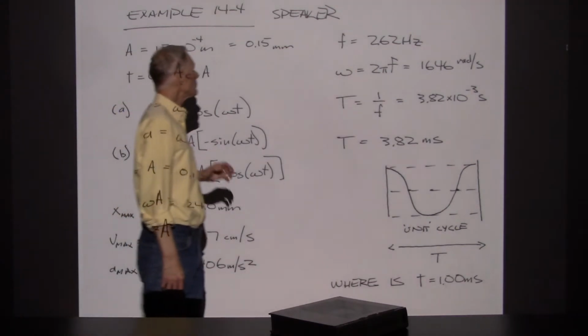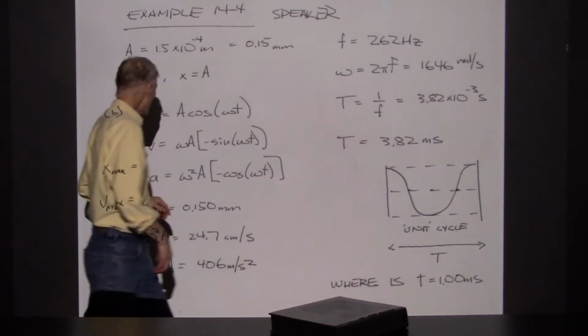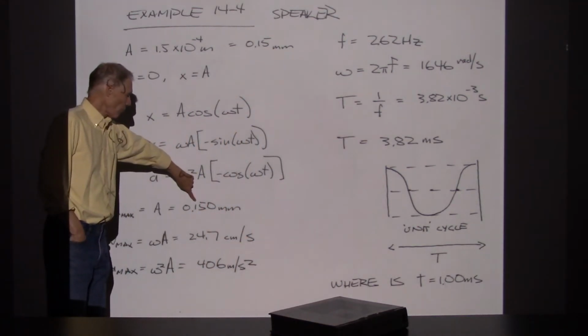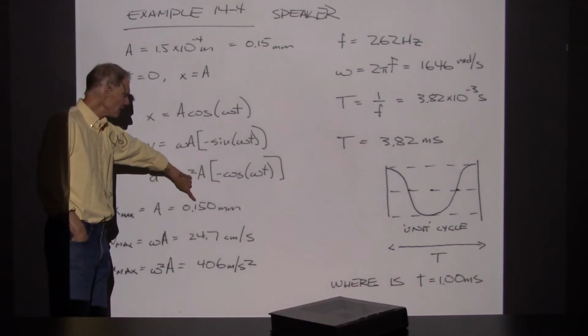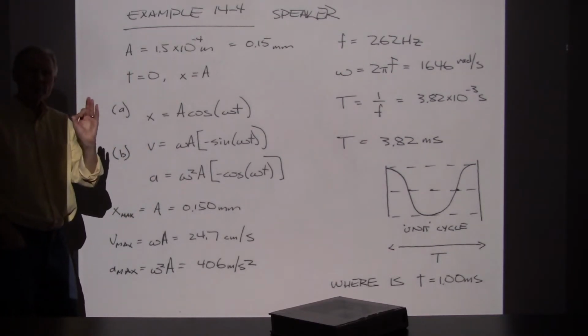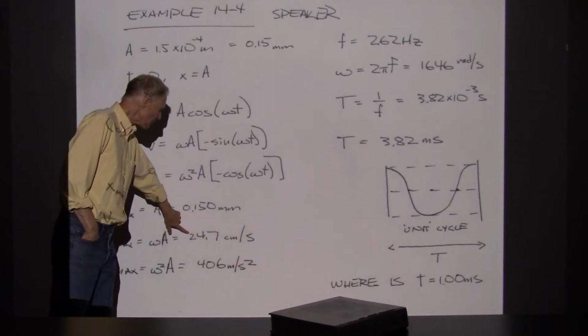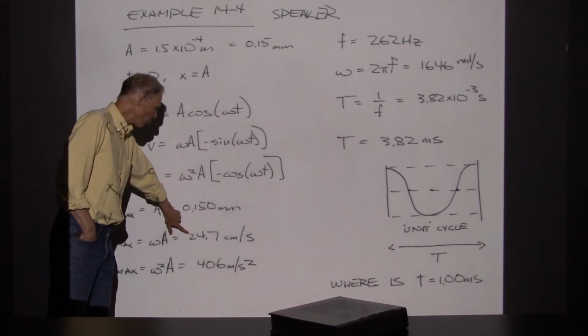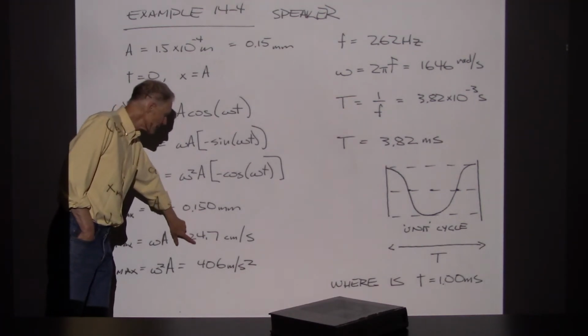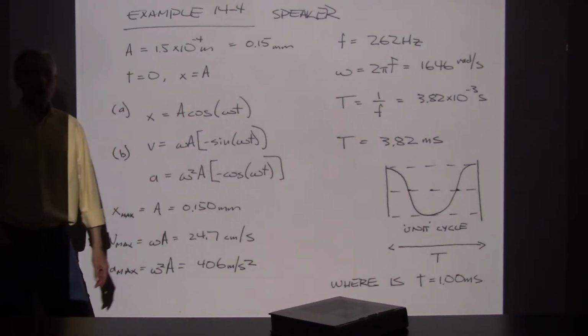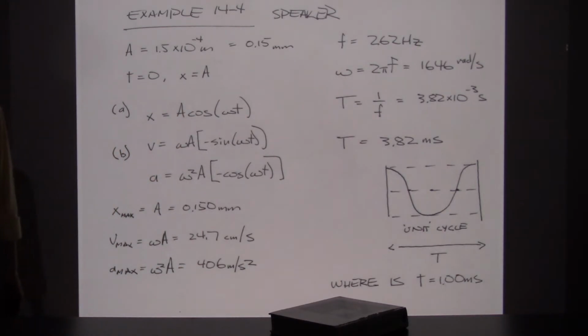Now this time, the amplitude is 0.15 millimeters. So it's just a tiny fraction of a millimeter. The speed, though, the maximum speed, 24.7 centimeters per second. The acceleration is pretty large. It's got an acceleration of 406 meters per second squared. As this thing oscillates back and forth, the acceleration is really, really large.